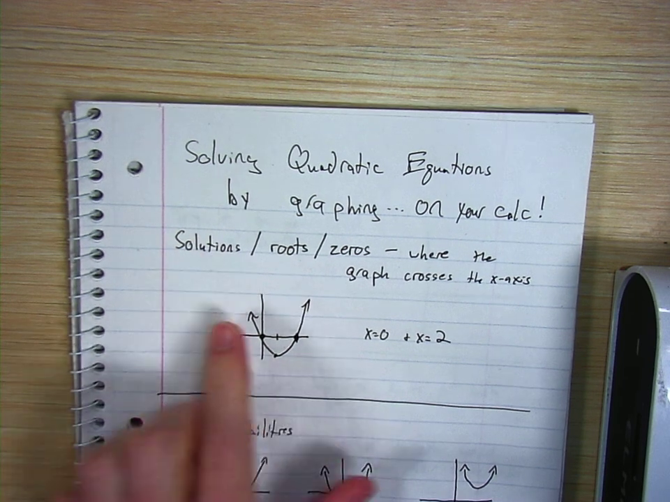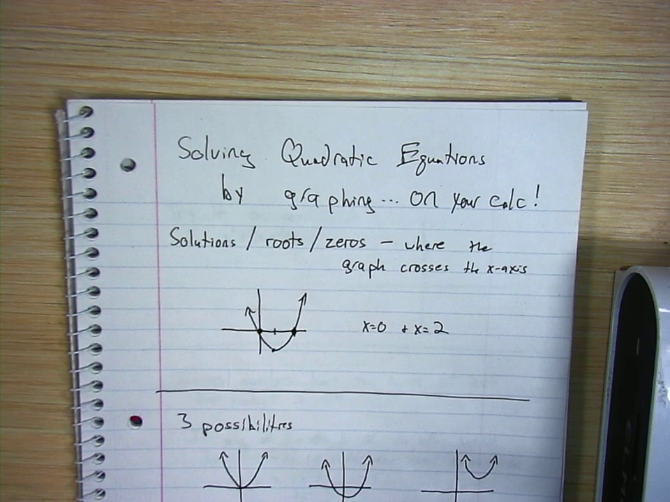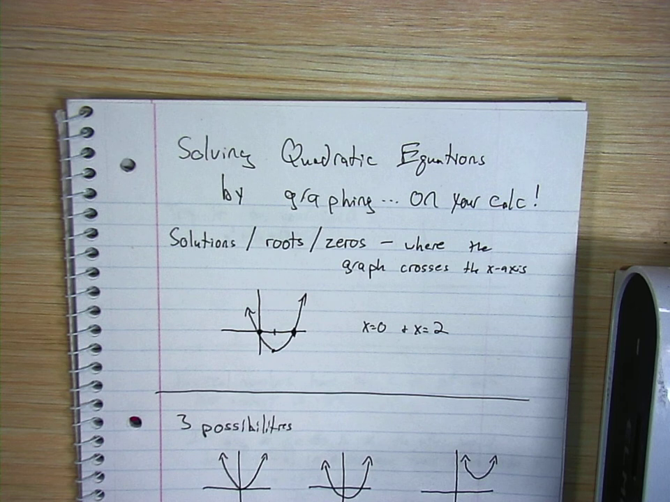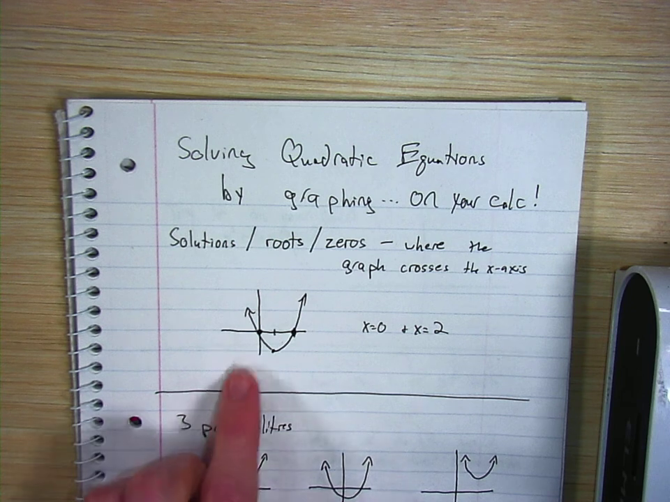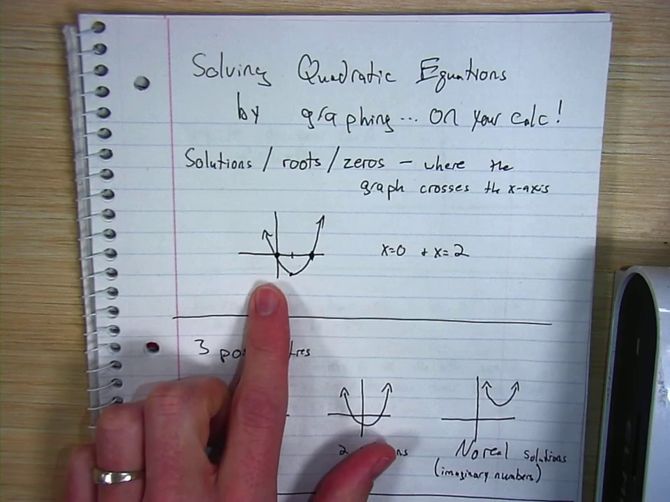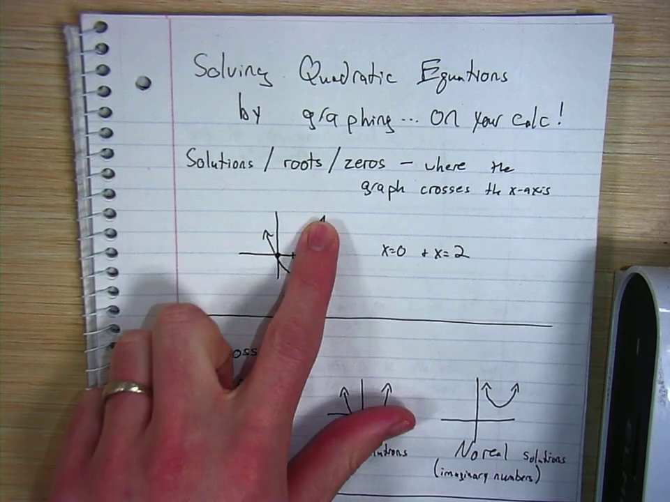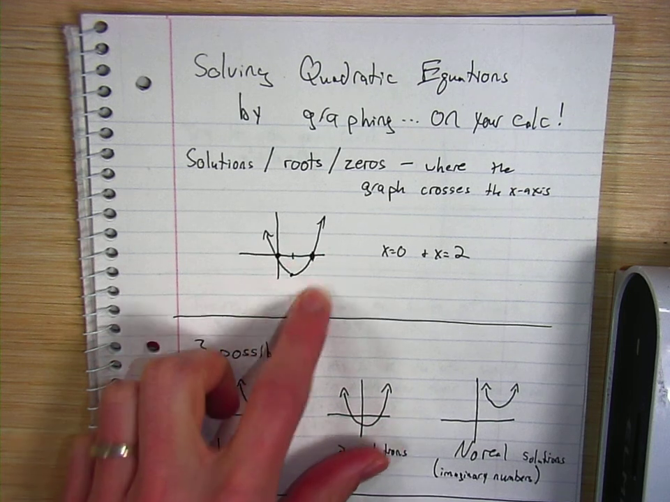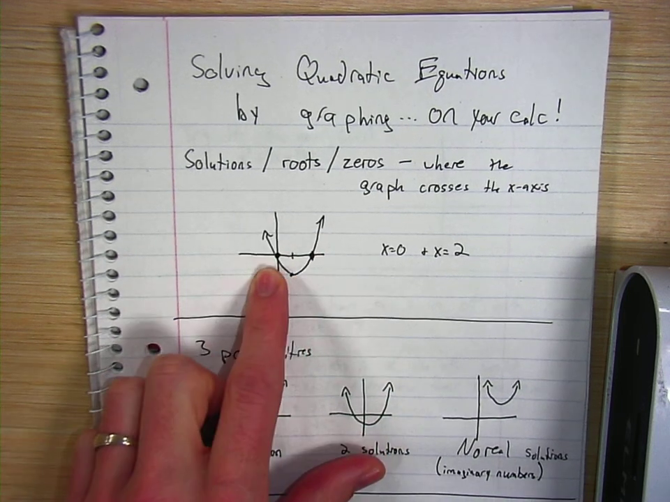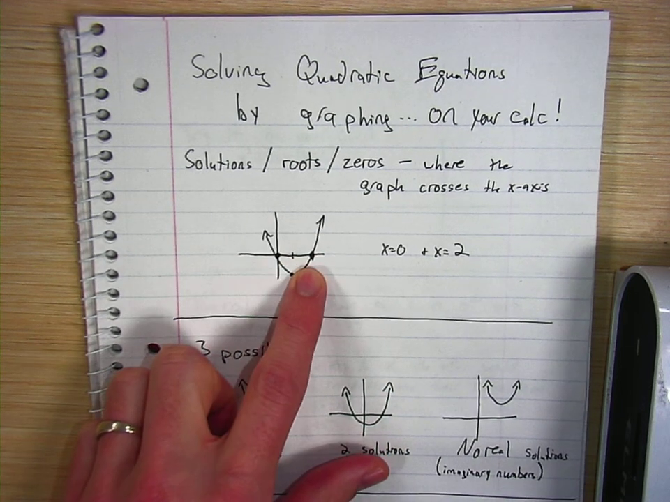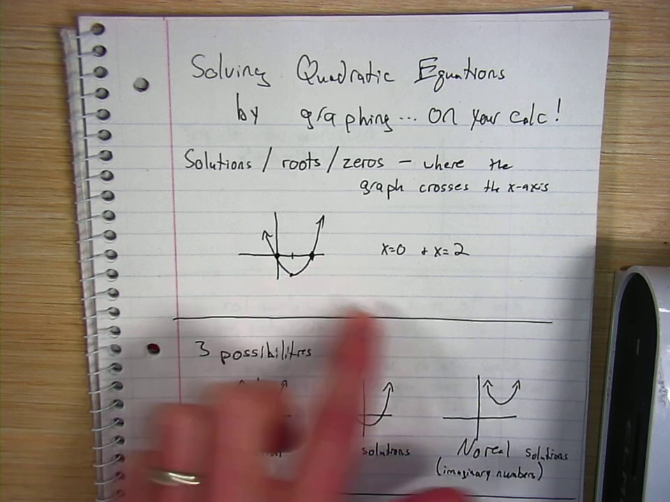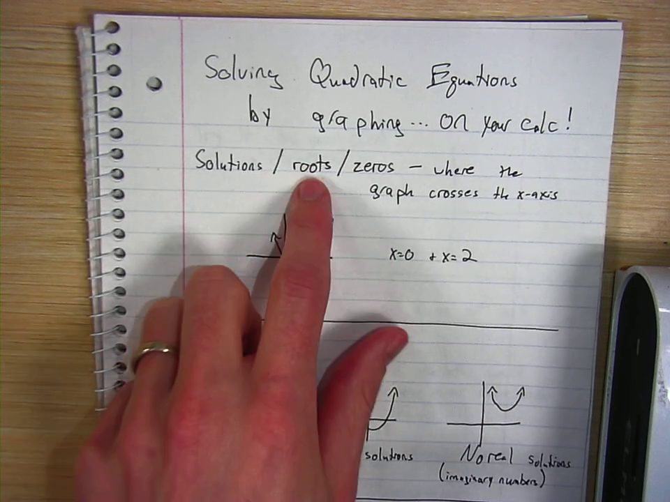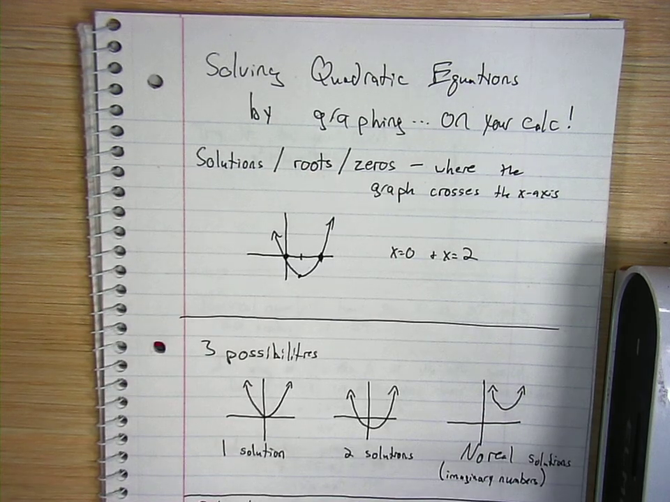So we have solutions, roots, and zeros. Those are all pretty much the same thing. They want to know where the graph crosses the x-axis. So, for example, from this quick little graph, where does the graph go through the x-axis? It would cross the x-axis at 0 and at 2. So those would be our solutions or roots or zeros. The book calls them different things at different times.